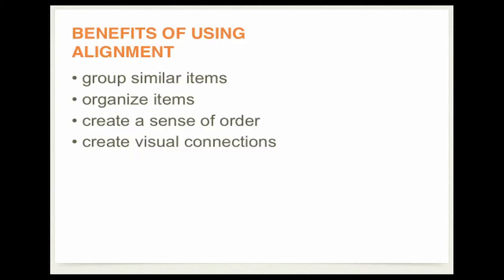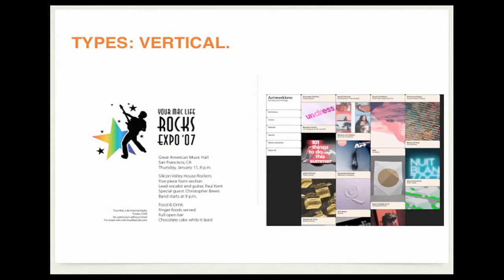Okay, so let's look at the several reasons to create good alignment. First of all, you can group similar items together. Second, you're able to better organize elements on a page. Third, you actually create a sense of order by grouping similar items together. And finally, alignment lets you create visual connections for your audience. All right, so there are several types of alignments.